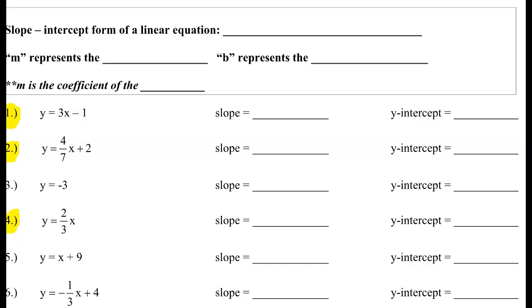This is Mrs. Sturgeon, and we are going to be talking about how to graph lines or linear functions in slope-intercept form. So let's jump right in.